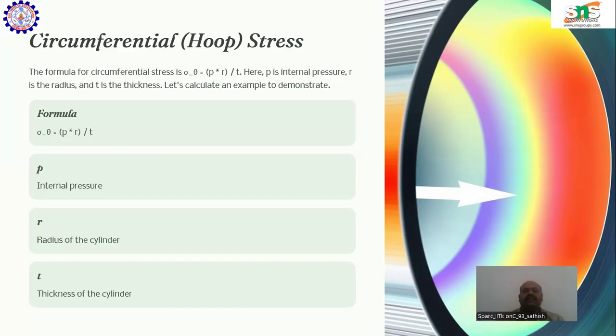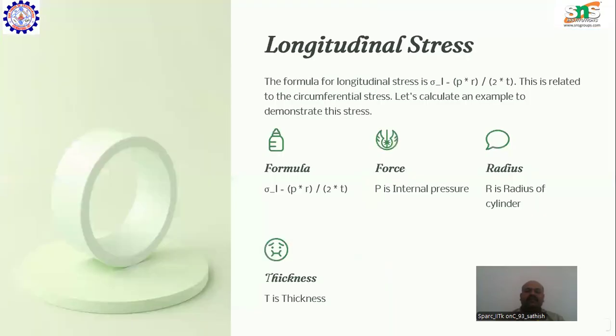Let's calculate an example to demonstrate. Formula: hoop stress sigma equals PR by T. Using this formula, we can calculate the circumferential stress. And for longitudinal stress, the formula is PR by 2T. This is related to circumferential stress.